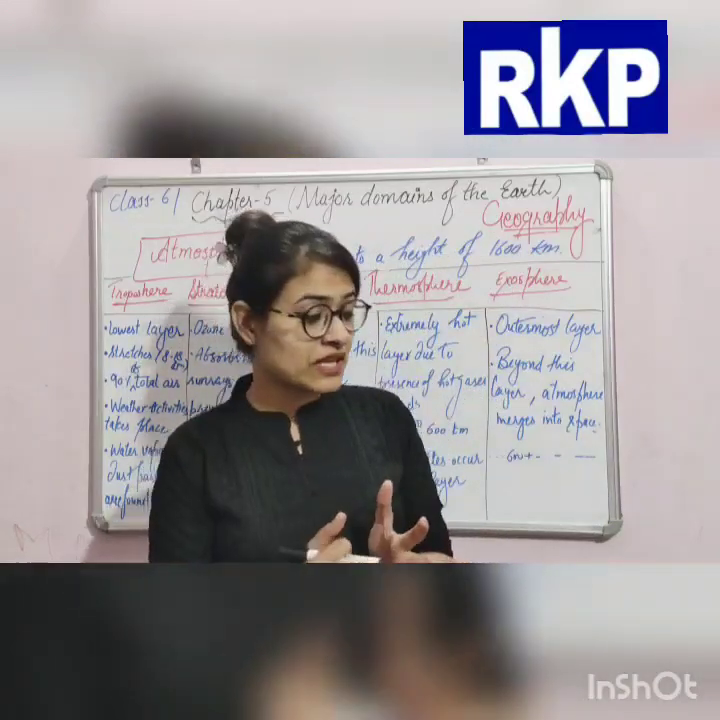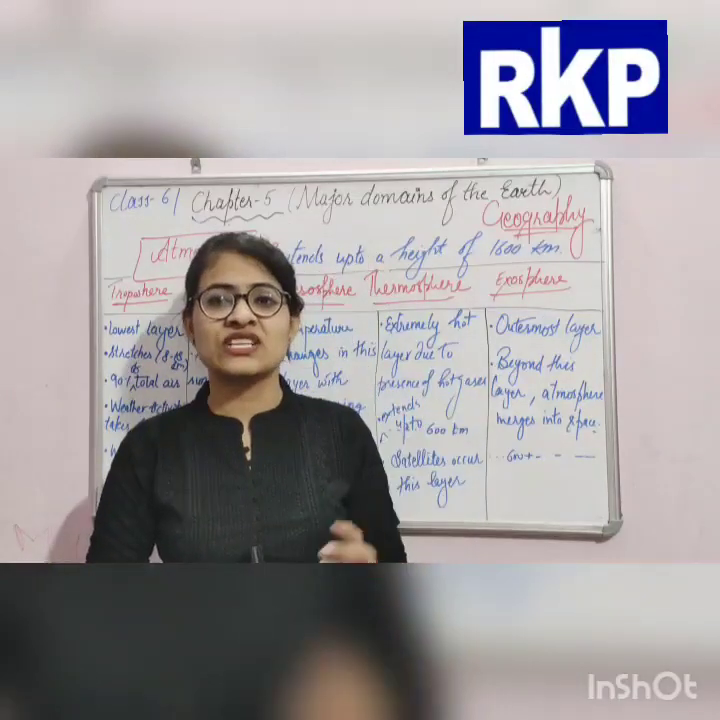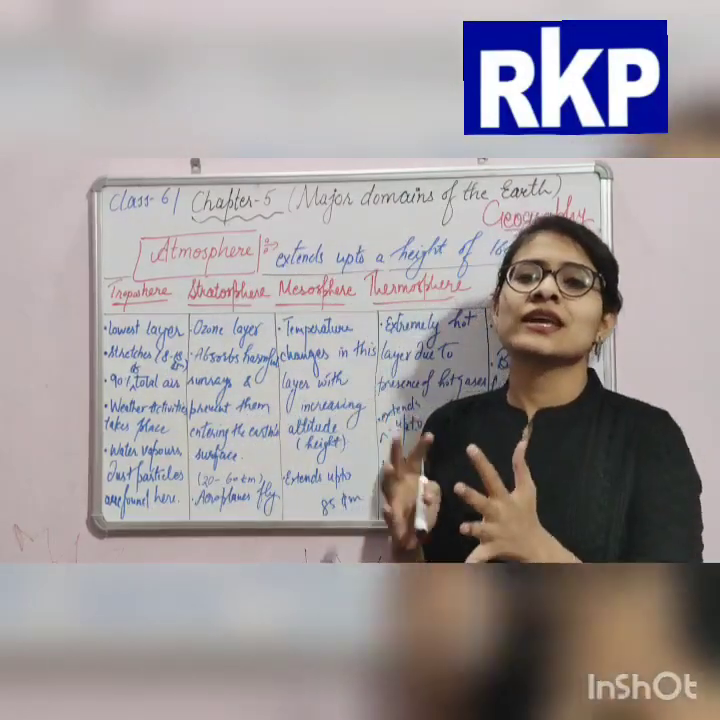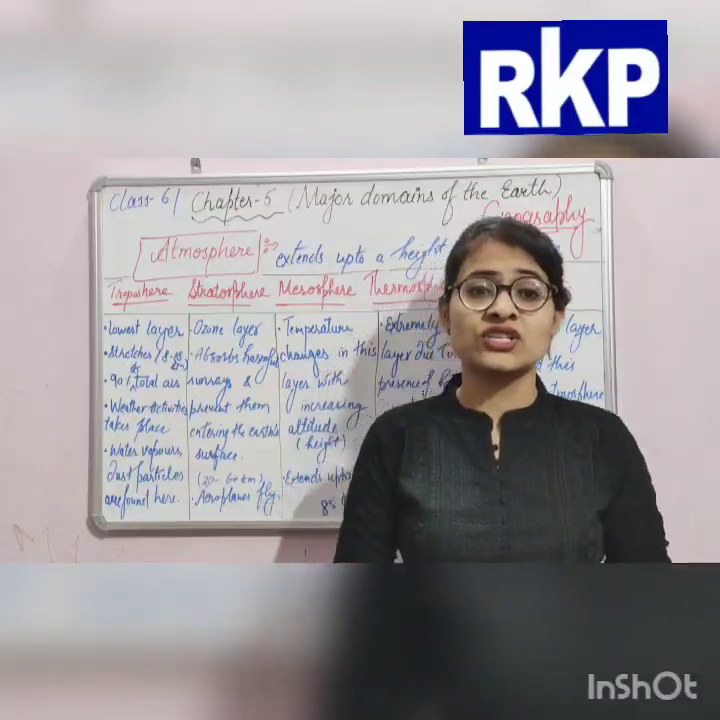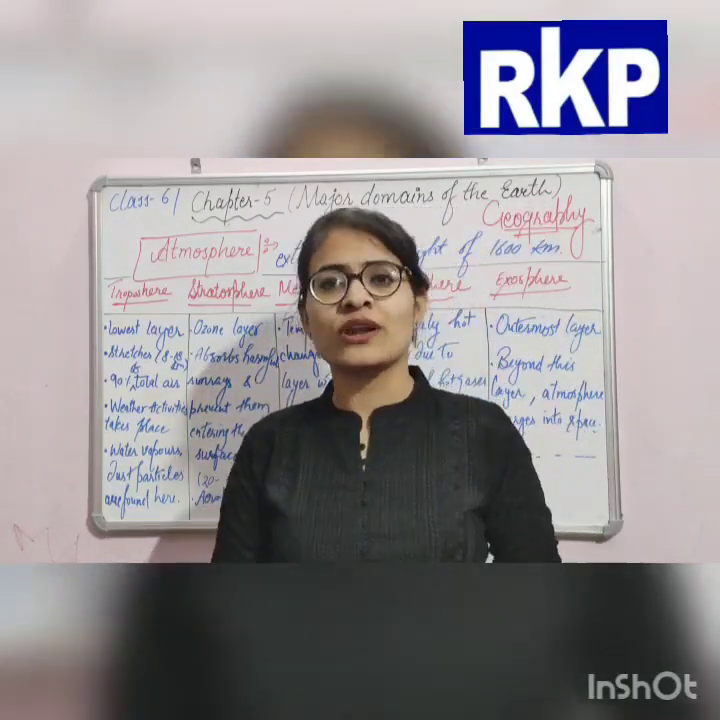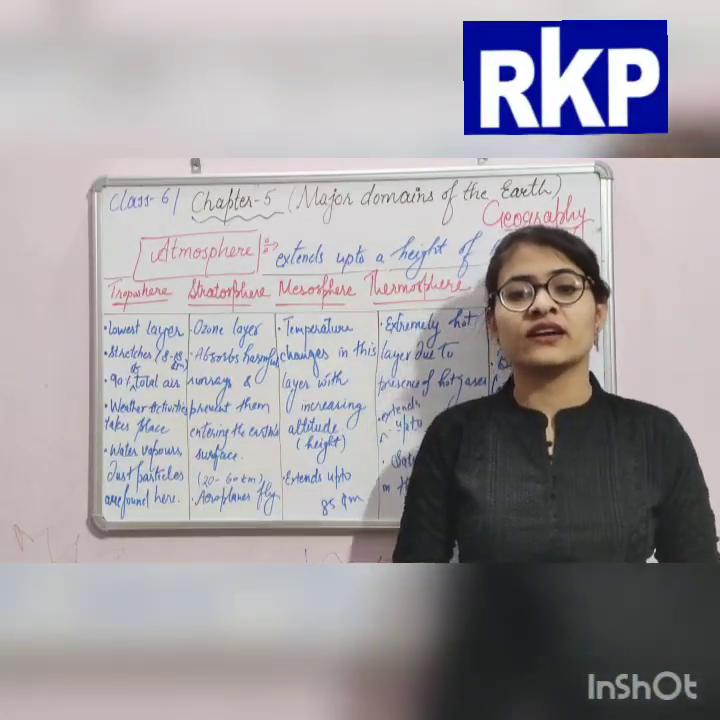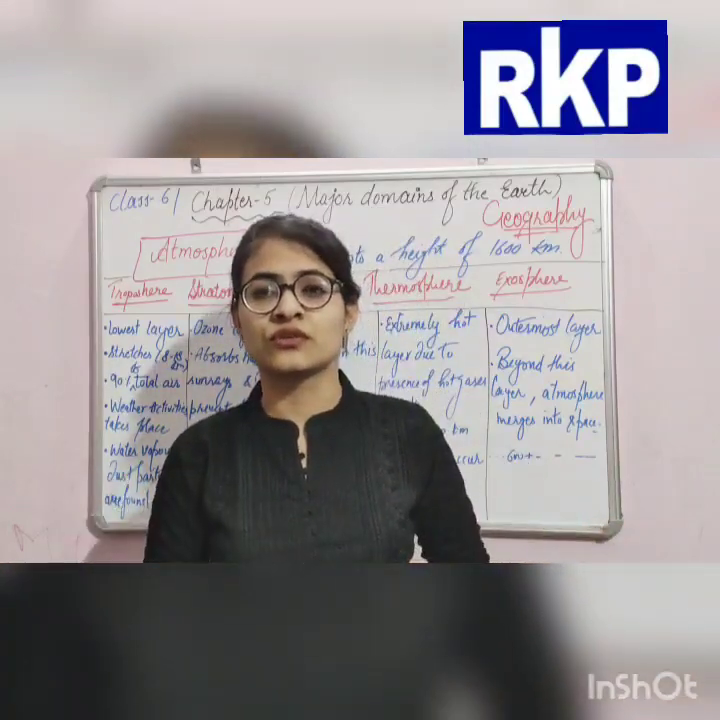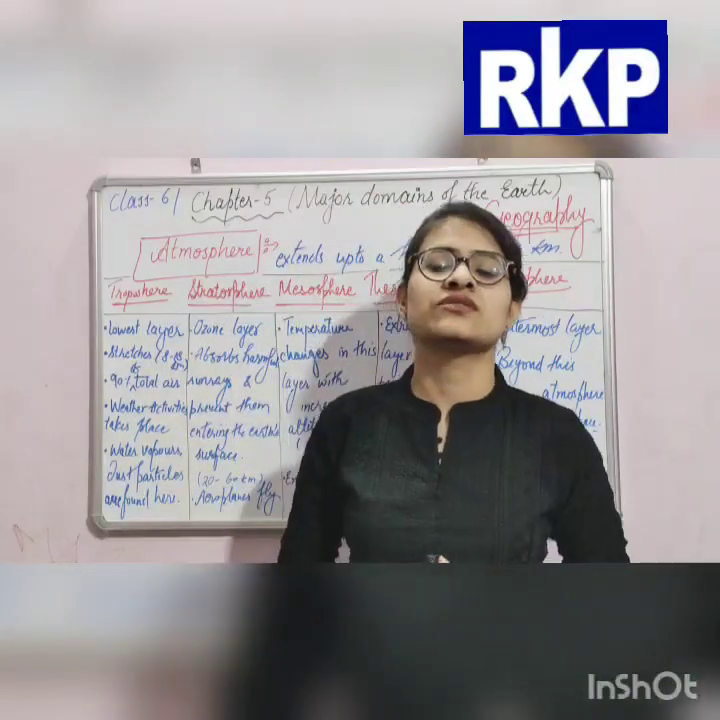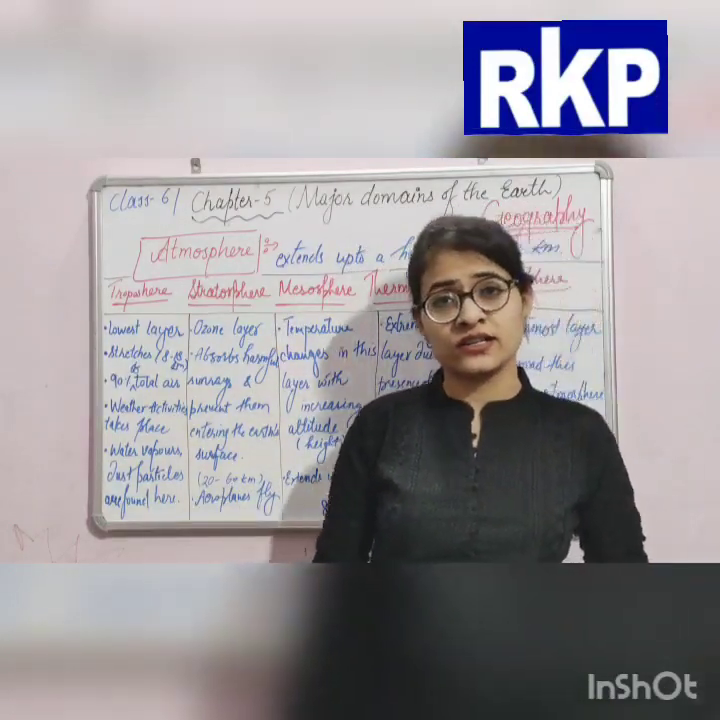So atmosphere is mainly composed of nitrogen and oxygen. So here is the pie chart of the gases which are found in the atmosphere. Nitrogen covers 78%, and oxygen covers 21%, and carbon dioxide, or we can say CO2, argon and other gases comprise only 1%. Okay, so 78% is nitrogen, 21% is oxygen, and 1% is carbon dioxide, argon and other gases.